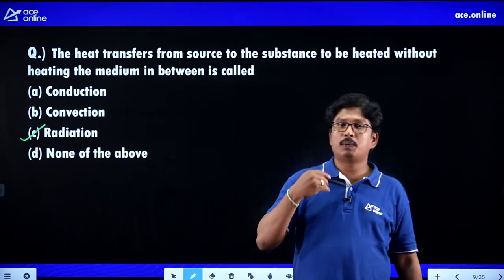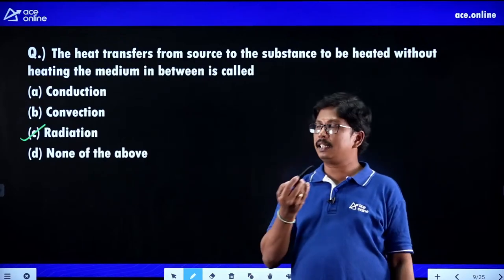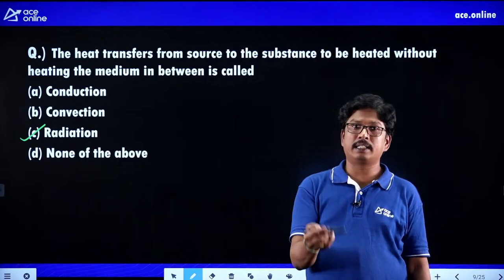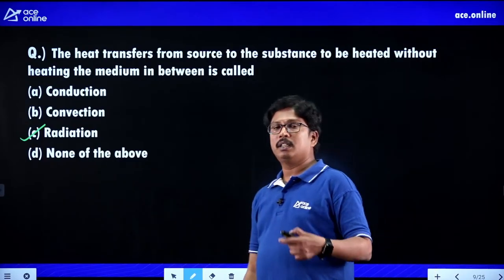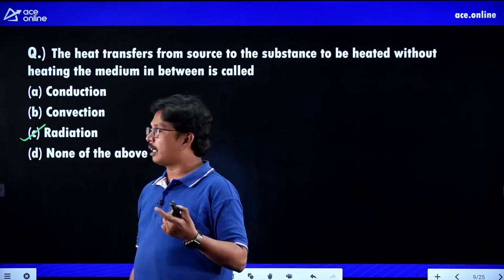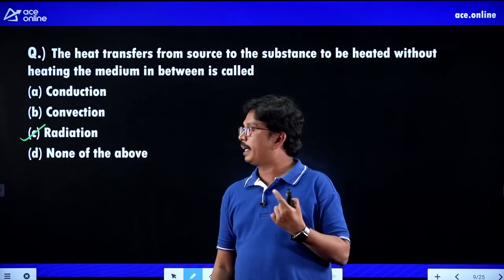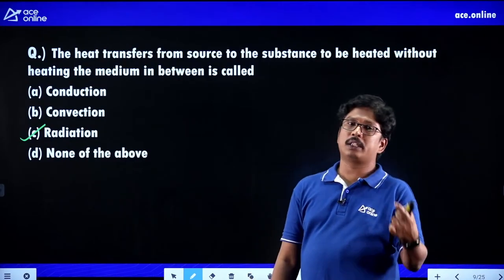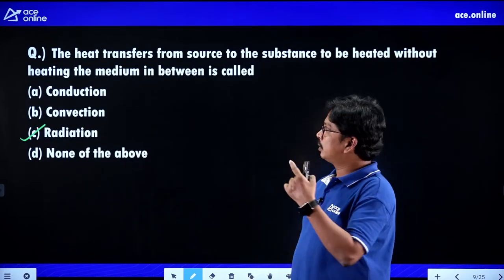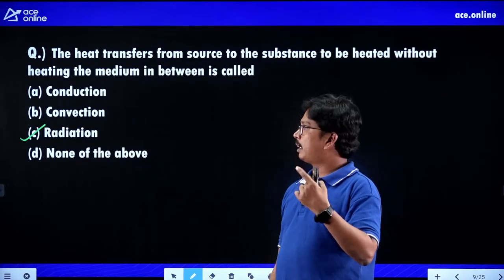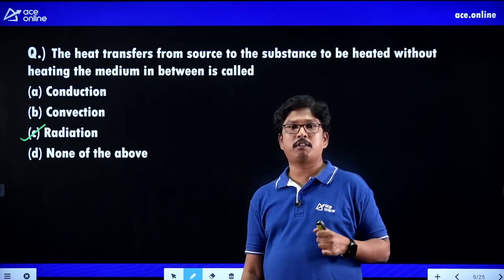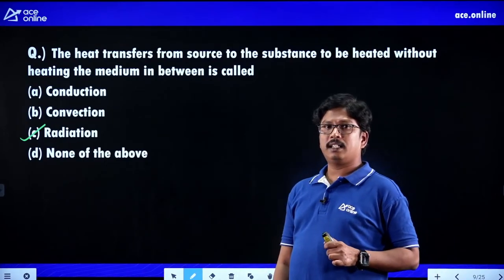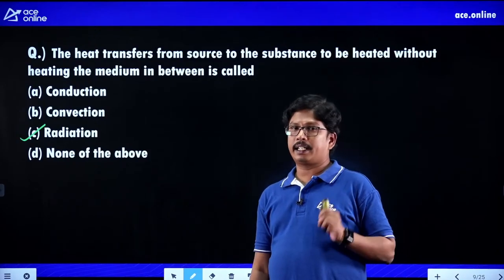So try to remember what is conduction, what is convection, and what is radiation, the definitions and the examples also. Which elements can be used by conduction, by convection, by radiation? Radiation process can be used in which type of metals, conduction process in which type of metals, and convection process in which type of metals, all those they are asking actually. Clear, students? So that is the next question we are having in the electric heating.